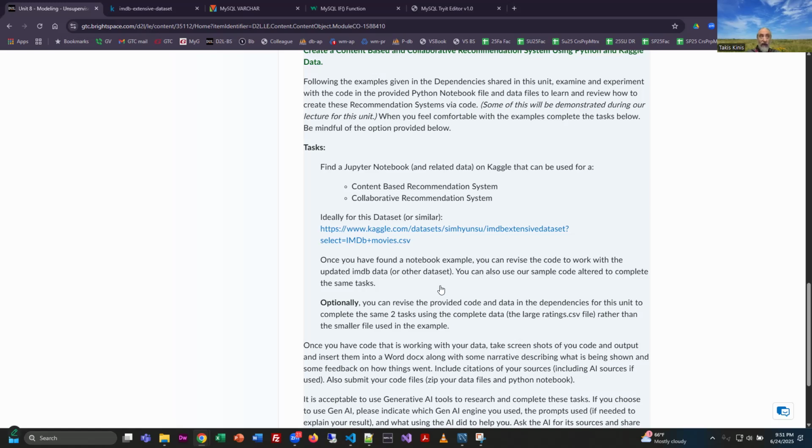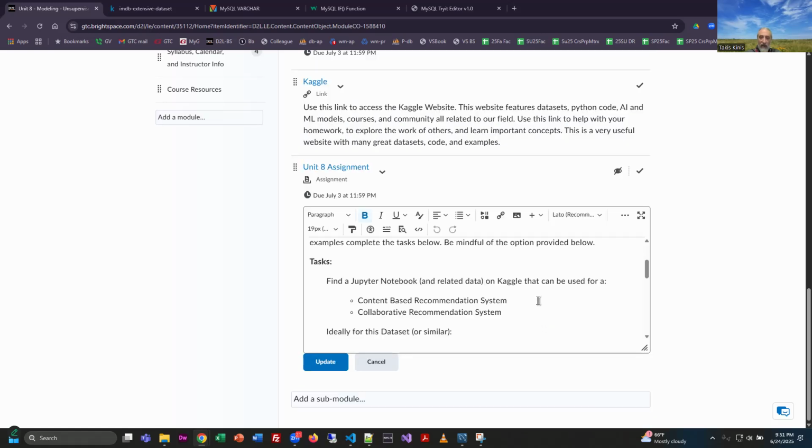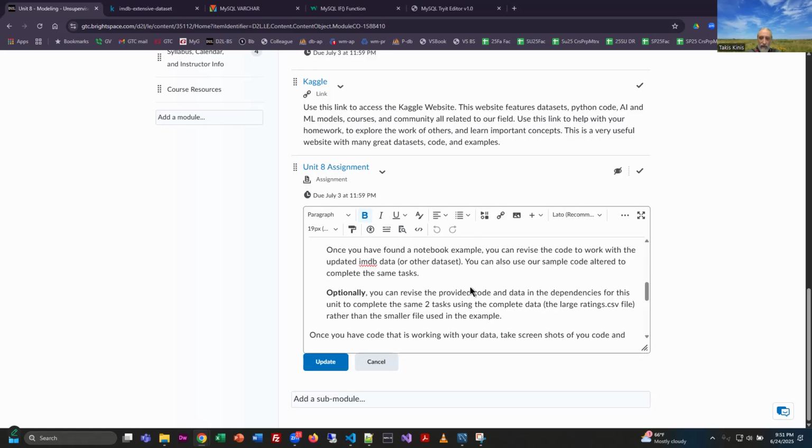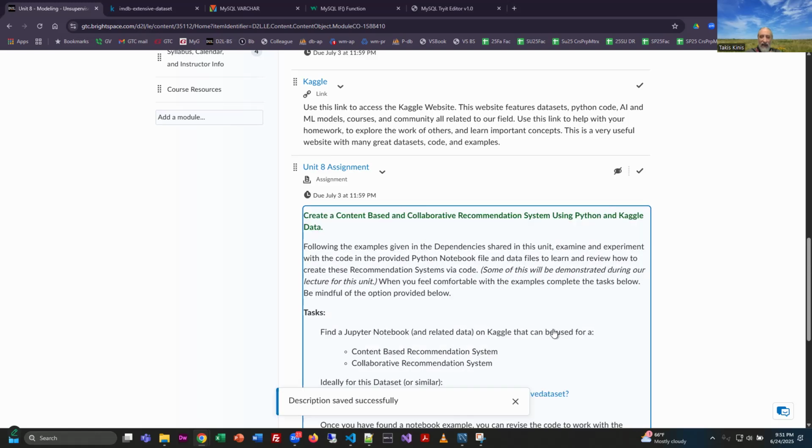If you don't want to do movies and you want to do, I don't know, cars, do that. That's fine. It's just a recommendation system. Or you can also use our sample code to complete the same task. So it says, and really, you see that this is redundant. So you guys are going to watch me fix that right on the fly here. Yeah, it's just that easy.